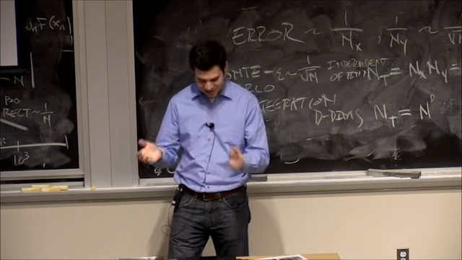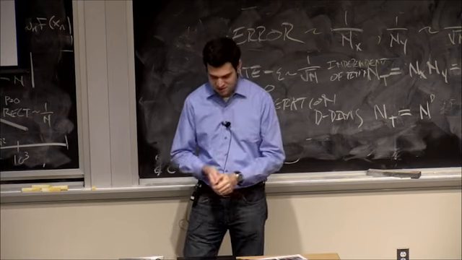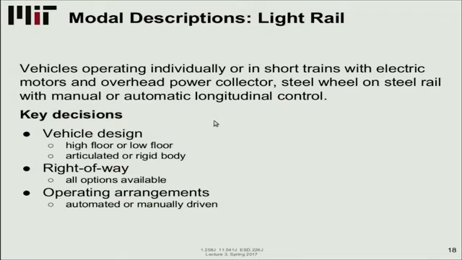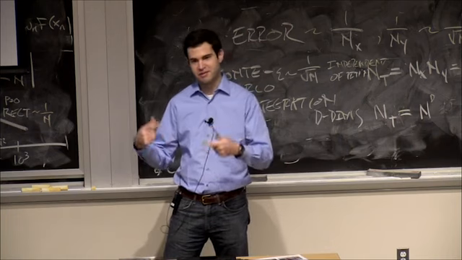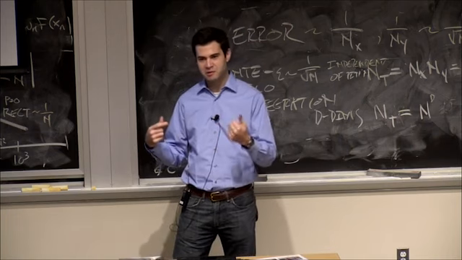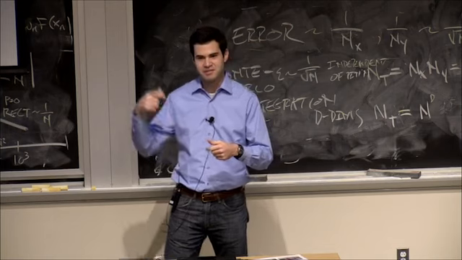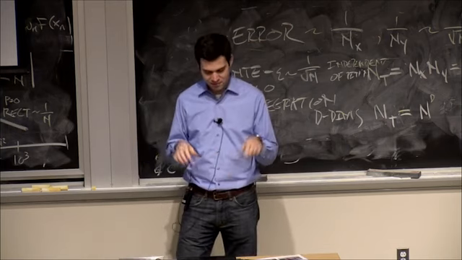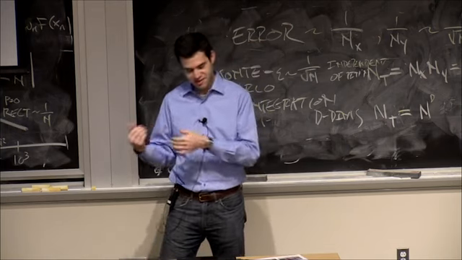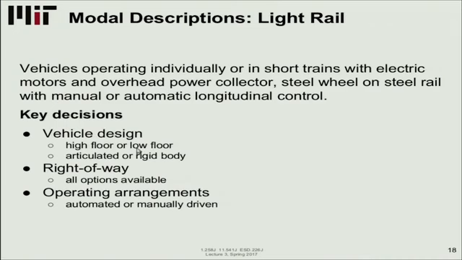how you were deciding on the key aspects of a new system, you could think about vehicle design. Are you going to make it high floor or low floor? Some vehicles here in the green line, we have both. I don't know if you've noticed. The older ones are high floor. You have to go upstairs to enter the vehicle. And the newer ones are low floor. You could have articulated or rigid body vehicles.